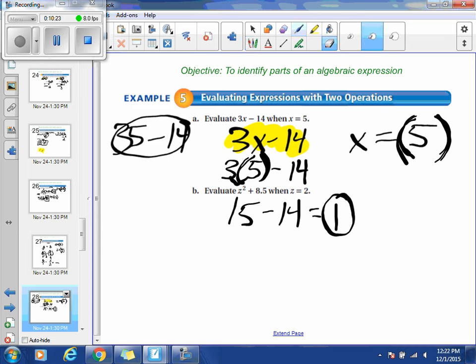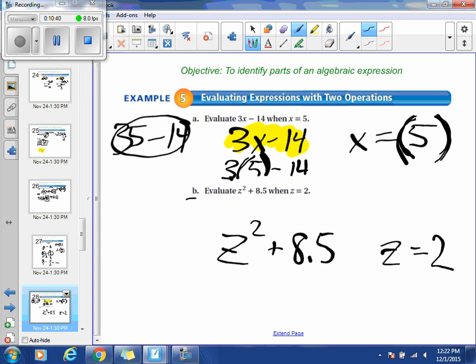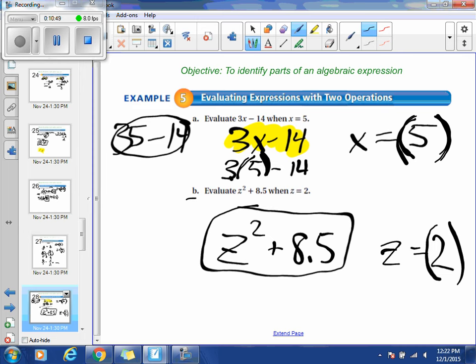I'm going to erase it so I have more room for part B. Okay, part B. Evaluate z to the second plus 8.5 when z equals, or is the same as, 2. So in this case, again, before you put your number in for z, put it in parentheses. Here's our expression. We're going to substitute 2 for z, so we have 2 to the second plus 8.5.